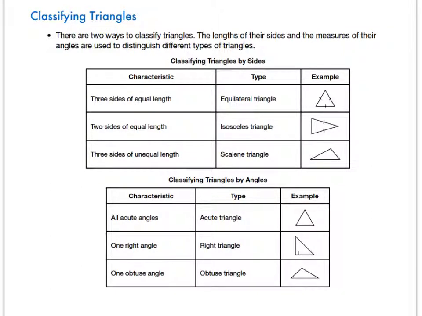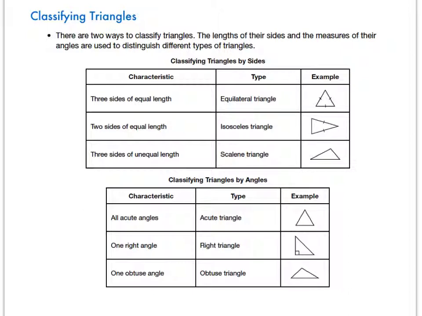Classifying triangles. All triangles are polygons. You'll recall that a polygon is a closed shape made up of line segments. So all triangles are polygons, but not all triangles are alike. We distinguish between different types of triangles by the length of their sides and the measures of their angles.